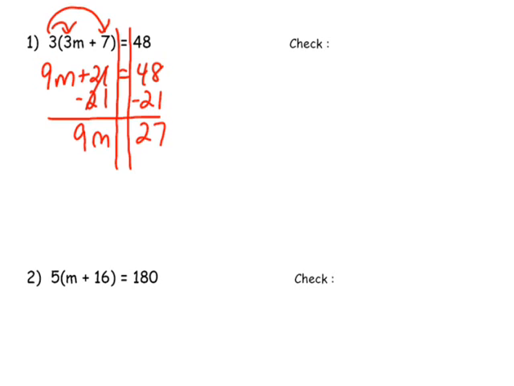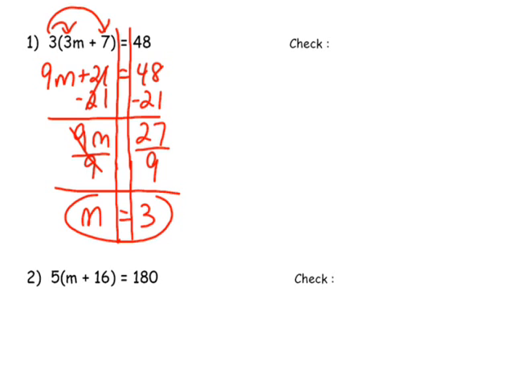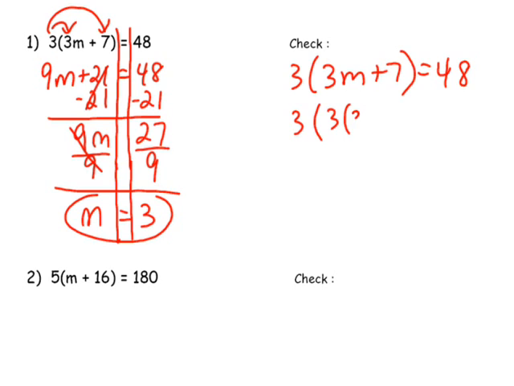Now I have a nice easy one-step equation, and I'm going to get rid of my coefficient by dividing by 9. I'll divide the other side by 9, and m equals 3. Well, let's just check and make sure we did get that right. So I'm going to take the original equation, and I'll substitute in our answer of 3, and we'll see if we got that right. So I'm going to substitute in 3 for m, and see if we got it correct.